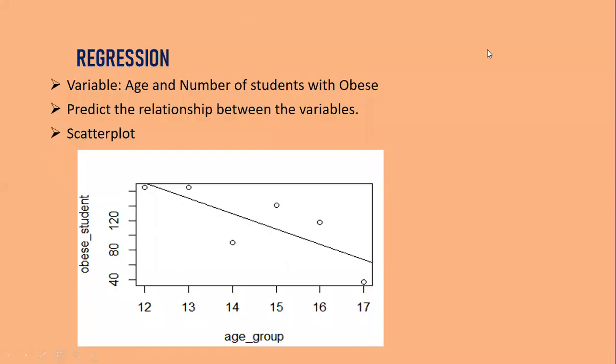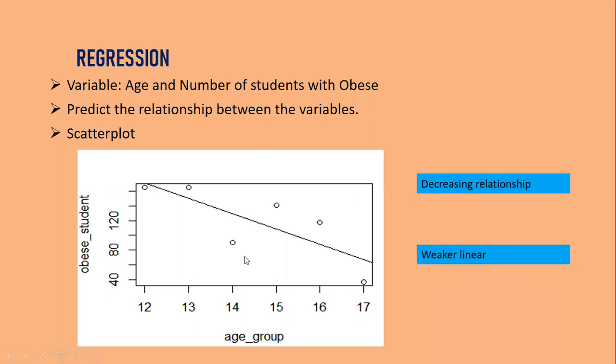Next is regression. The same variables as in the correlation are used to test the regression. The regression of the 2 variables is analyzed to predict the relationship of the variables. The graph showed a linearly decreasing relationship. The relationship is a weak linear one between the variables. This is a negative correlation because the number of students decreases when the age is increased.